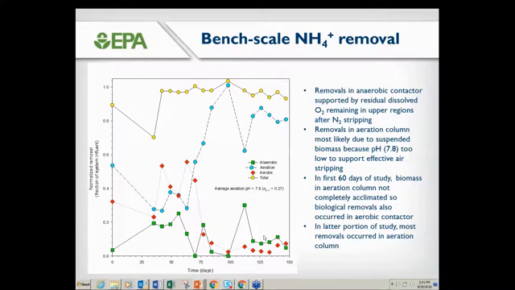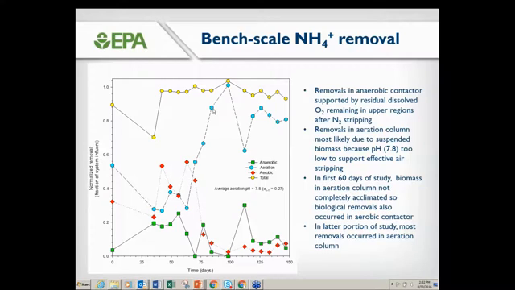Drilling down into different unit operations, we'll start with the anaerobic treatment process, which is in green. We observed small removals of ammonia in the anaerobic treatment process, which we attribute to dissolved oxygen that was still present in the very upper levels of the anaerobic contactor. Then during the first half of the study, in the aeration column, which is blue symbols, and the aerobic contactor, which is the red symbols, we see variable but roughly equal amounts of the influent ammonia removed in both the aeration column and the downflow aerobic contactor at the end of the process.